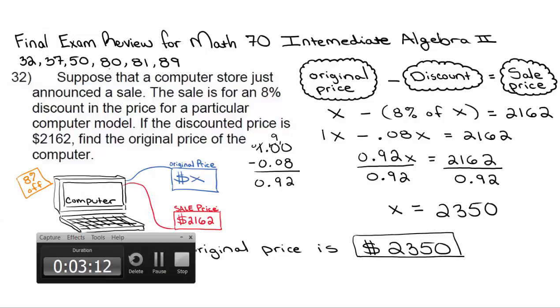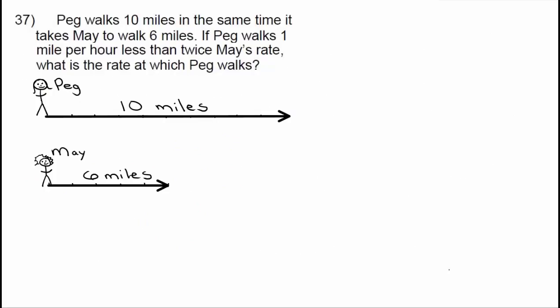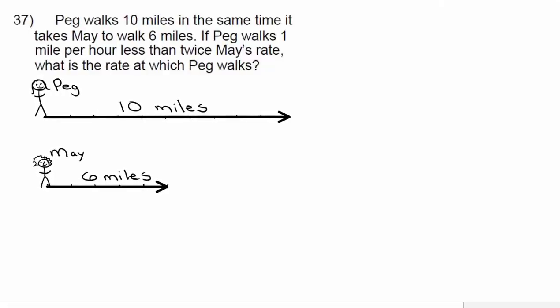Our next problem is going to be problem number 37. Peg walks 10 miles in the same time it takes May to walk 6 miles. If Peg walks 1 mile per hour less than twice May's rate, what is the rate at which Peg walks? So I've already gone ahead and drawn two pictures here because I'm a very visual person. I like to see this all drawn out. I wrote here that Peg goes 10 miles in the same time, that's key right here, same time that May goes 6 miles.